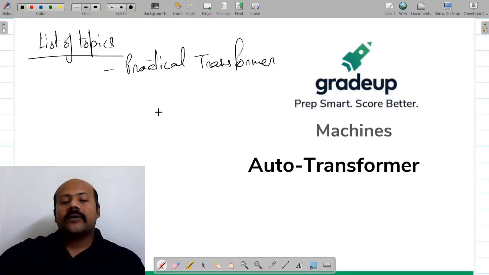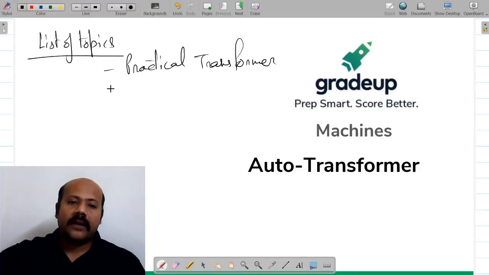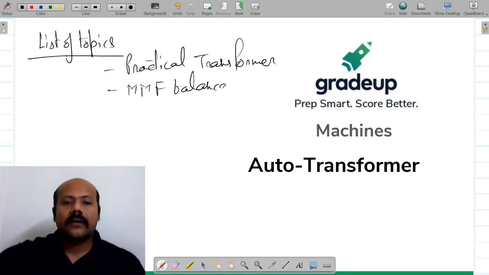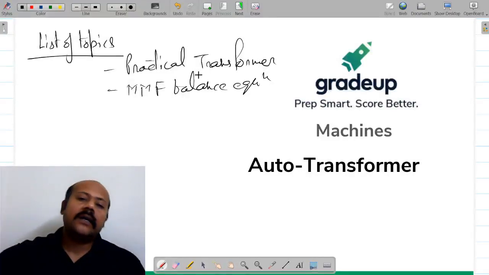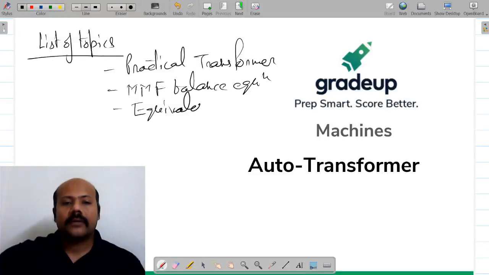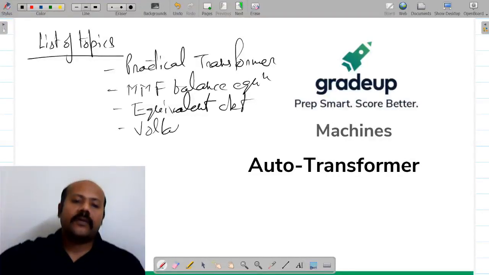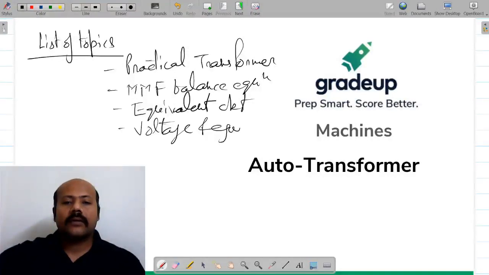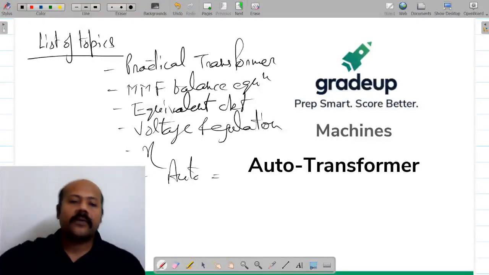So, today we are going to see the following topics, list of the topics we are going to cover. Number one, practical transformer. MMF balance, equation of a practical transformer, equivalent circuit. So many things we have to cover. Voltage regulation, efficiency, and then if the time permits, then we are going to see the auto transformer.